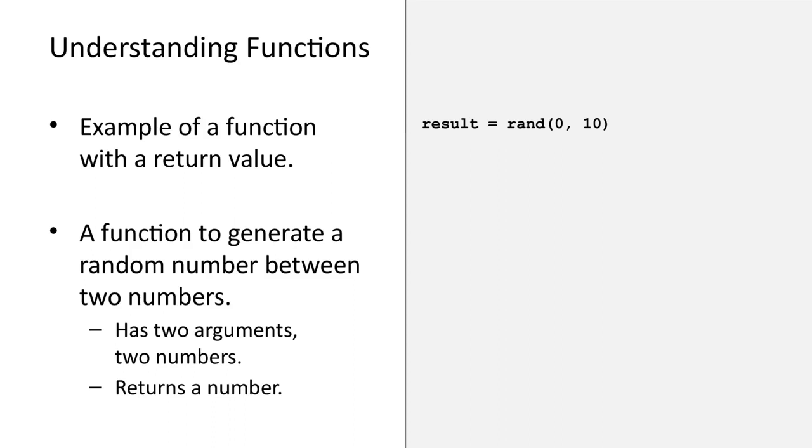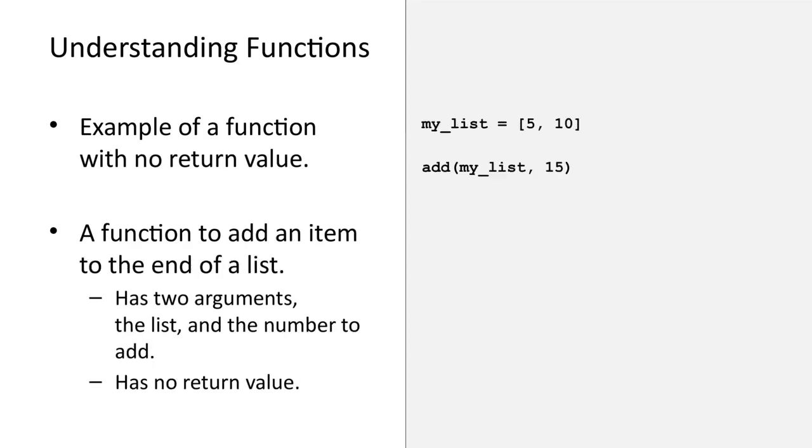Here is an example of a function with a return value. The function generates random numbers. In the example, we call the function by specifying two arguments. The function will generate a random number between 0 and 10. The return value of the function is assigned to the variable called result.